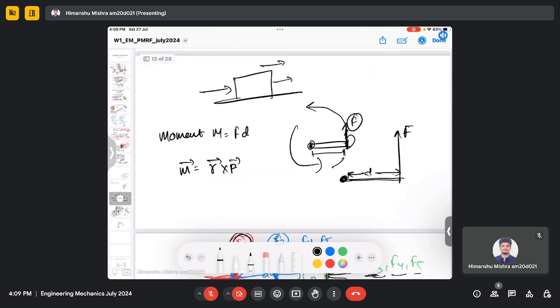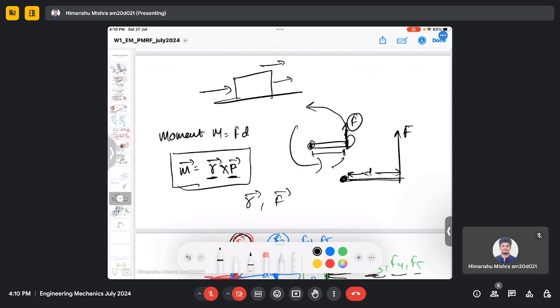Okay, but in some problems it is very difficult to define the perpendicular distance. In that case, you can use this vector identity, the cross product. Then you use the overall position vector and the force vector. When you use the position vector and the force vector, you are considering all the distances: perpendicular distance, parallel distance, perpendicular force, parallel force. I mean, you are considering all the components of force and all the components of distance.